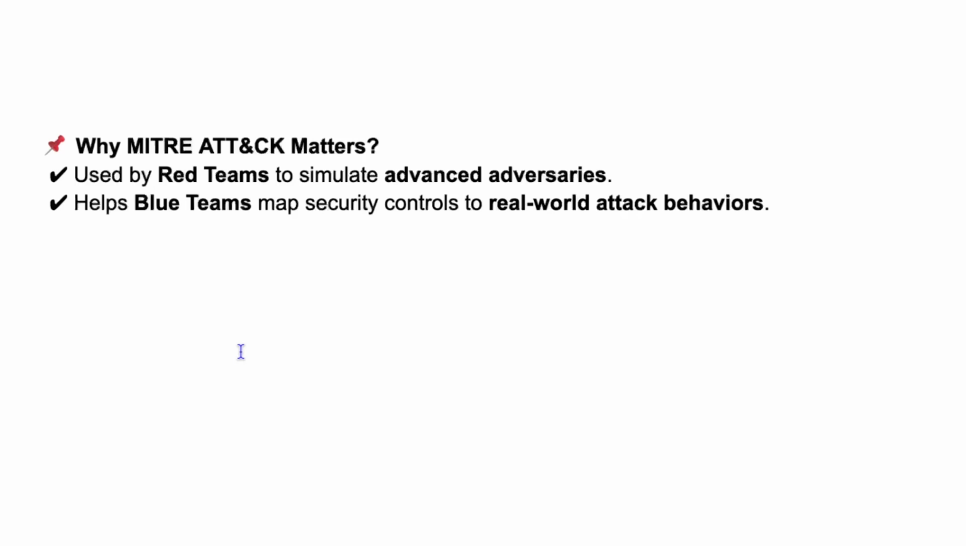The reason why MITRE ATT&CK matters is that it's used by both red teams and blue teams, and a combination of the two, which would end up being a purple team. To simulate advanced adversaries is what red teams would do. To map security controls to real-world attack behaviors is what blue teams would do. And purple teams would be the combination of these two, where they emulate and simulate adversary attacks, and then they look at all of their security controls to see how those attacks are actually impacting their systems.